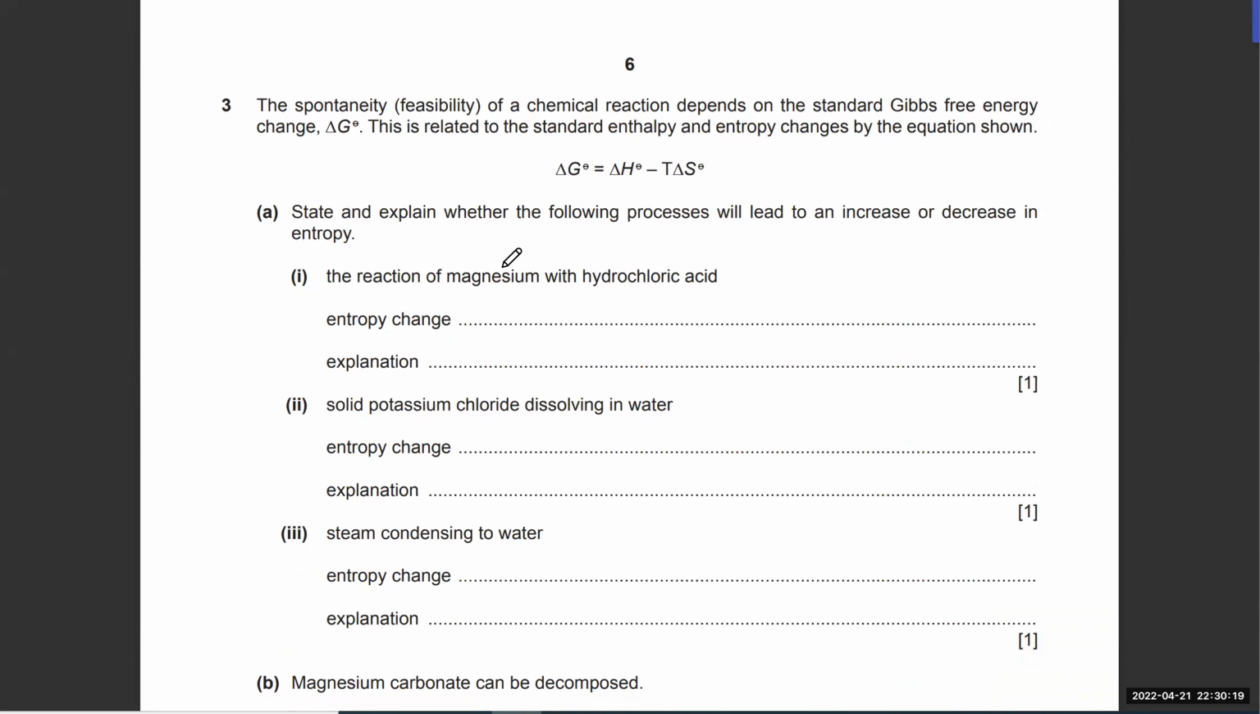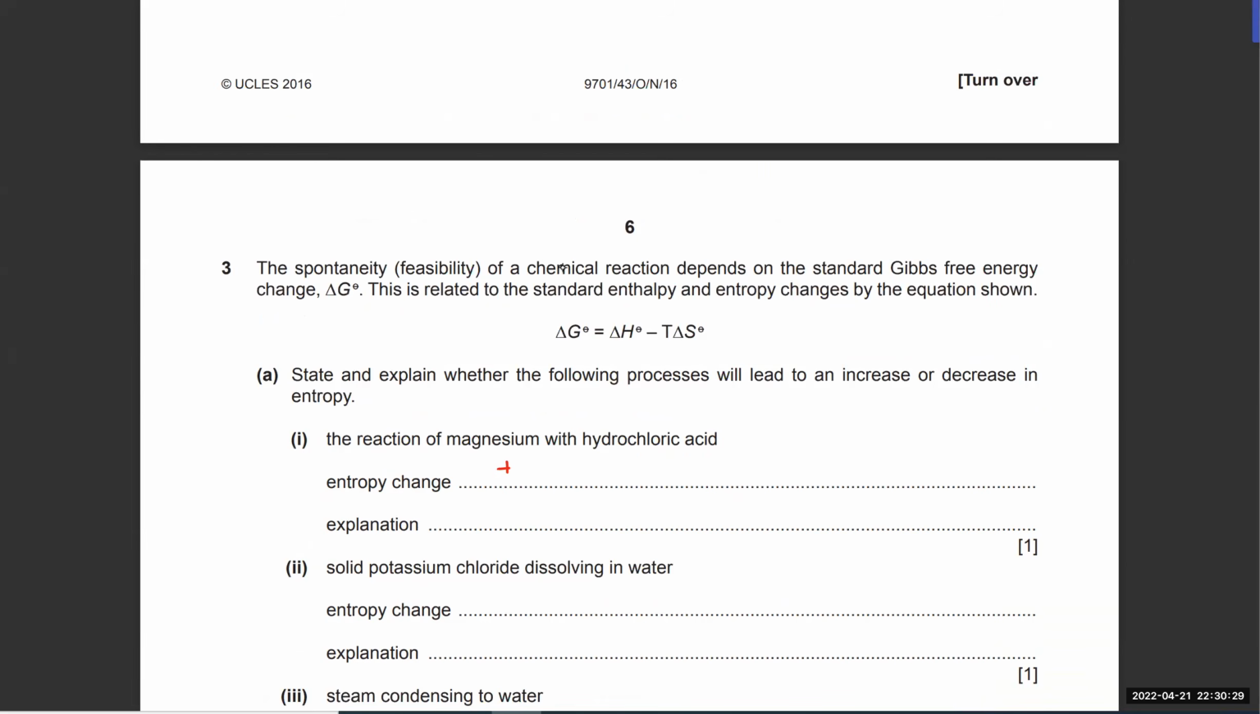This one very quickly: magnesium with hydrochloric acid, entropy change, is it positive or negative? Positive. Okay, and why is it positive? Hydrogen gas. Magnesium chloride plus hydrogen gas is formed. So what you're going to write is gas moles increase, or gas is produced. That would be sufficient.